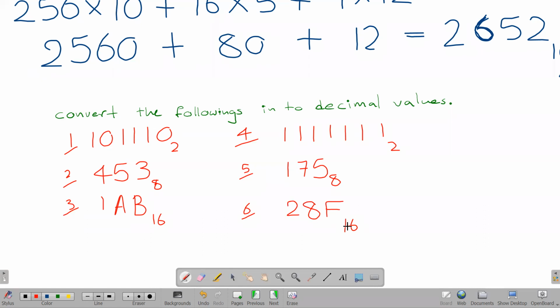Okay, so your task is to convert these into decimal values. Give it a try, people. You can send me the answers as a chat message.